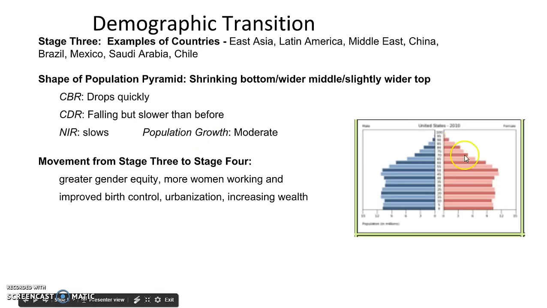If you look to the right, you can see that represented here in our population pyramid. We see our shrinking bottom. This represents lower crude birth rates down here, increasing life expectancy, continued lower crude death rate as we go up our pyramid. So next is stage 4. What pushes countries from stage 3 to stage 4? This would be greater gender equity. More women are working. We have improved birth control, urbanization, and increasing wealth.